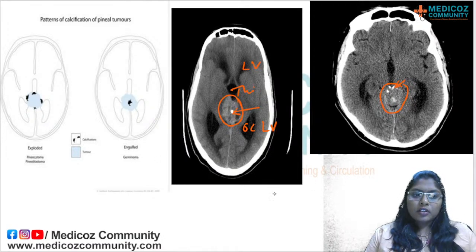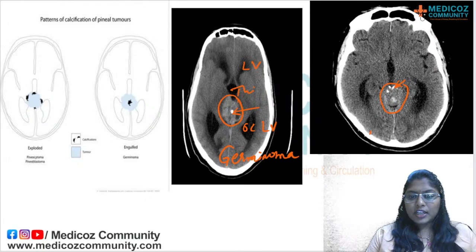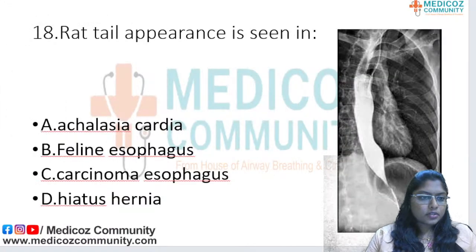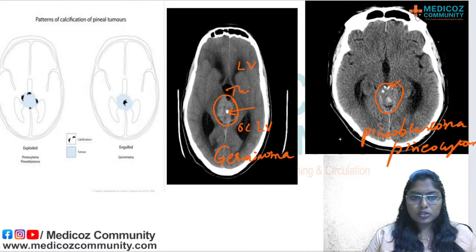So the calcification in the center represents that it is a germinoma, whereas the calcifications at the periphery, remember, exploded, mean it is a pineoblastoma or a pineocytoma. Although we do not have any syndromic implications for this one, I just wanted to make sure, because these are important for your upcoming exam. That's why I have discussed it here.